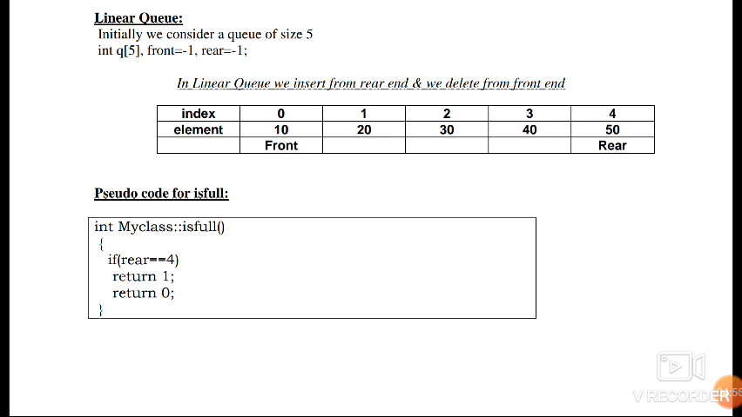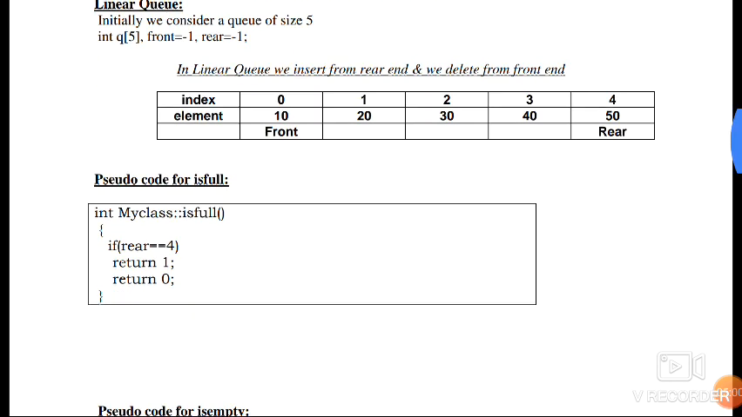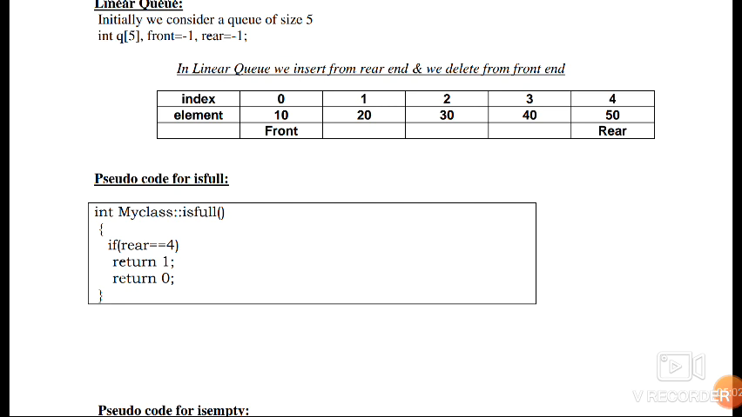Let us consider initially we have a queue of size 5. So in C we declare it like int q[5]. Then front equal to -1 and rear equal to -1. Basically front equal to -1 indicates queue is empty.